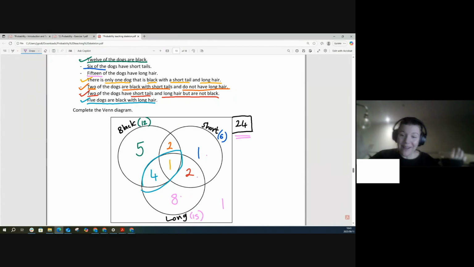And that, my lovely 11s, is the end of our first lesson of Venn diagrams.